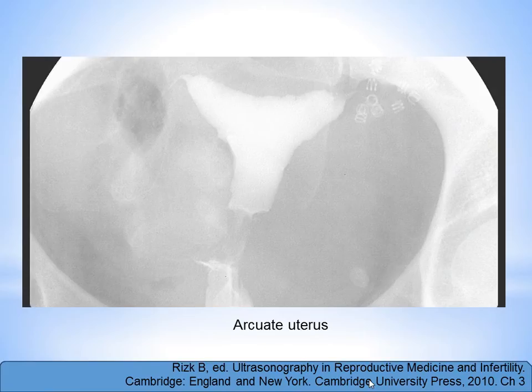What about this uterus? Can anybody tell me if there is anything wrong with that uterus? Well, again, we said it should be a triangle, and the top should be flat, so that top is dented. We call it an arcuate uterus. What is an arcuate uterus? It is the beginning of a septum.